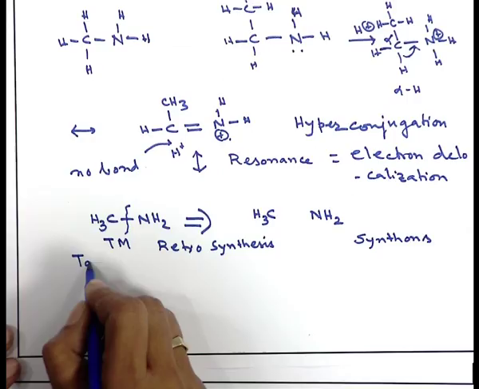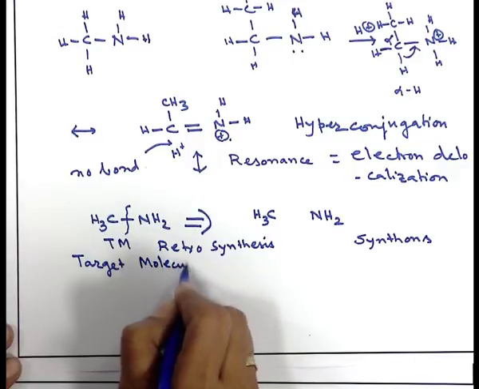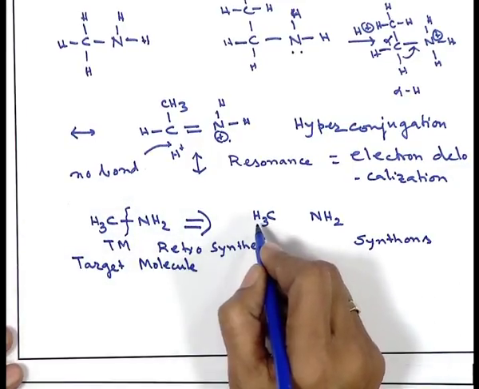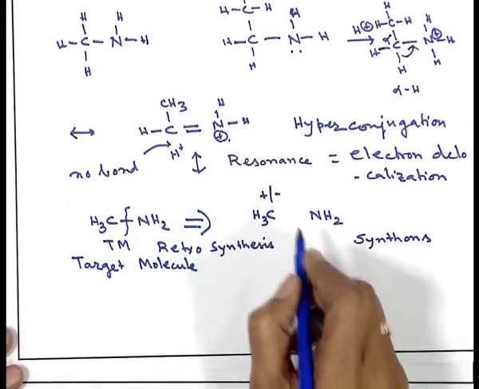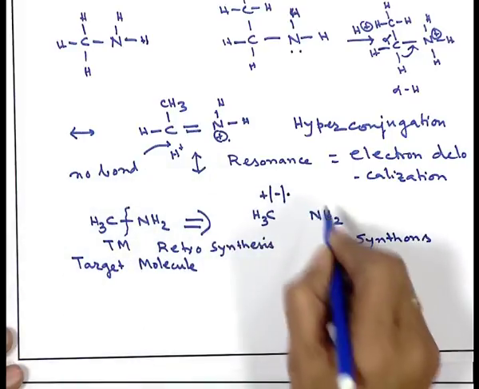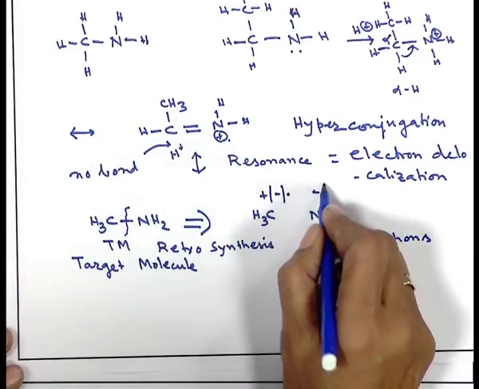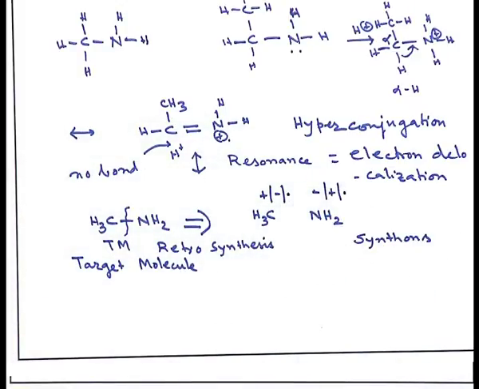So, I should write methylamine in this case as TM, the abbreviation of target molecule, and these synthons are methyl and amine, because this methyl may be positively charged, may be negatively charged, or may be a radical. Likewise, for NH2, the nitrogen atom may be negatively charged, may be positively charged, or might also be a radical.